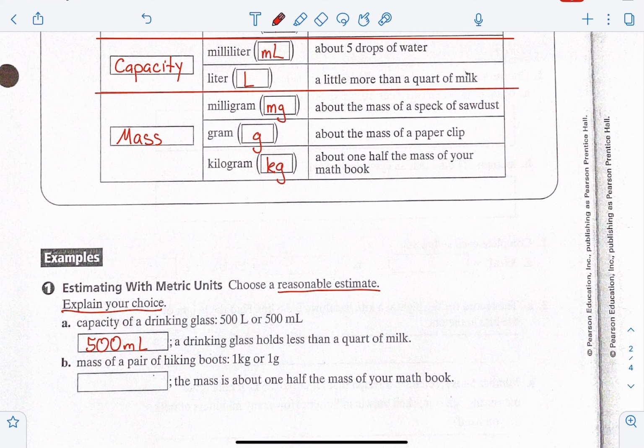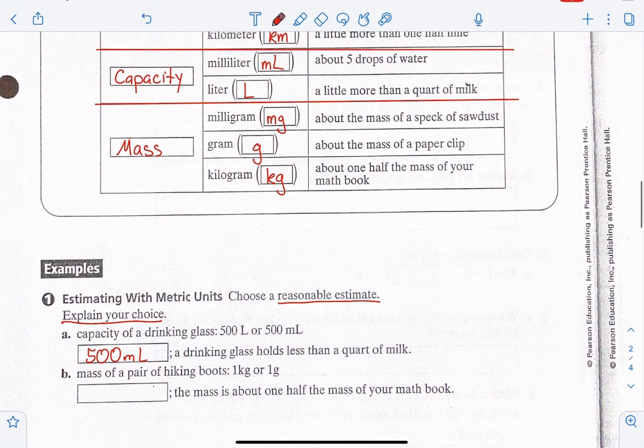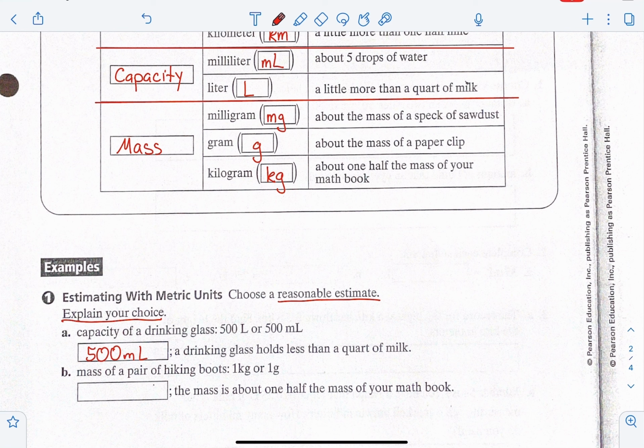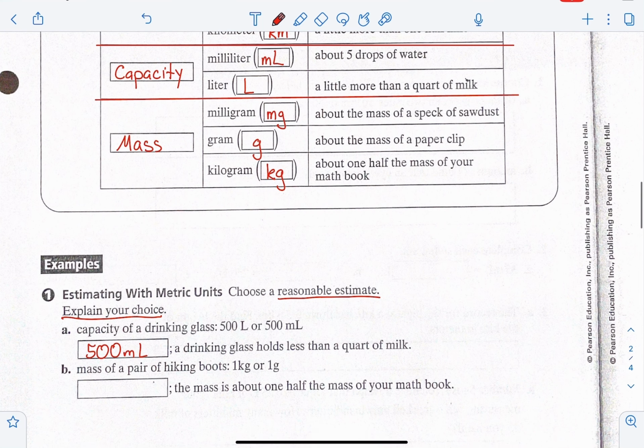Mass of a pair of hiking boots, 1 kilogram or 1 gram. So looking at these again, remember a gram is about the mass of a paperclip and a kilogram is about the mass of half of a textbook. So I don't know anybody that has a pair of hiking boots that's the size or the mass of a paperclip. So the logical choice would be 1 kilogram, because the mass is about half the mass of your math book or a textbook. So when you're giving the explanation, you're going to give an explanation of either something else is too big or too small, or you're going to say it's this one because it's this amount.